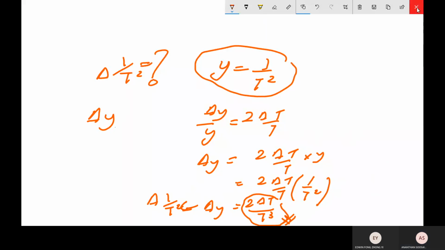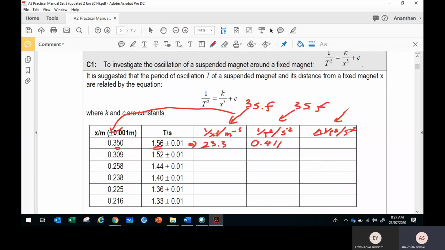Go back. Now get me this answer. So the changes of 1 over t squared is found to be what? 2 changes of t over t cube, right, we found. For the first data, include the value 2. For the first data, changes of t, how much? Changes of t is 0.01, right? Period, how much? Period is 1.56, so 1.56 cube. Whatever answer you got, we'll place here.